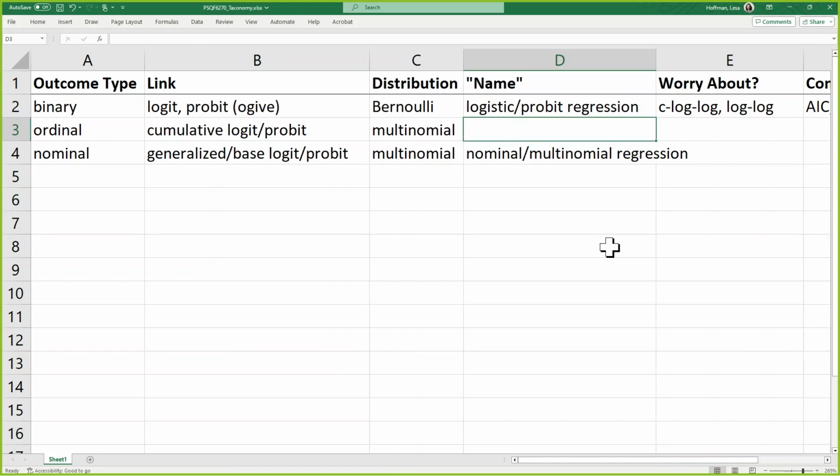How about this one? I would call it ordinal regression, or, foreshadowing something in the worry about column, I would have written this in your feedback for your planned homework 5 for those of you who are predicting ordinal outcomes.